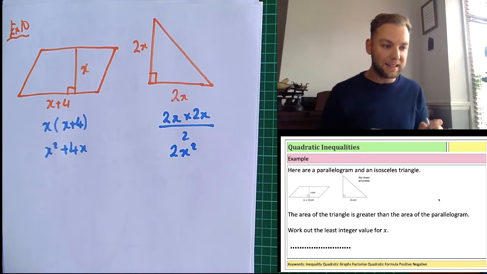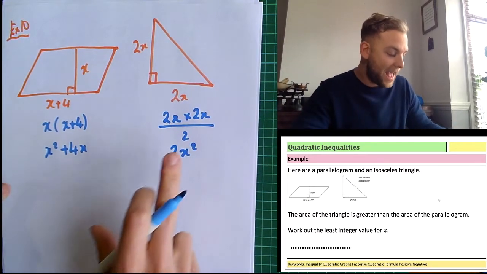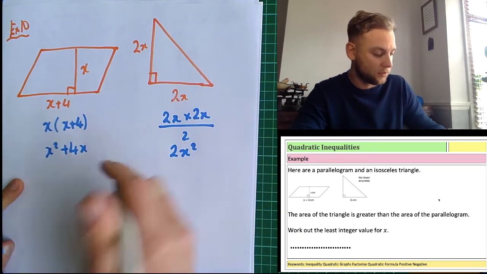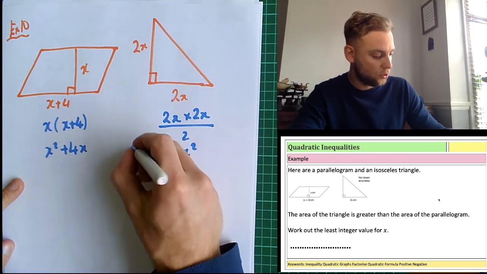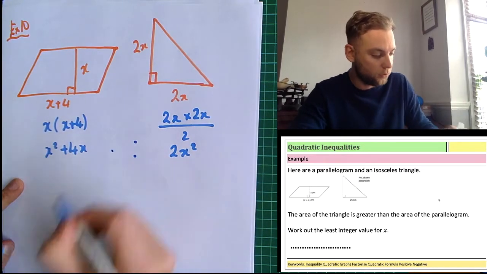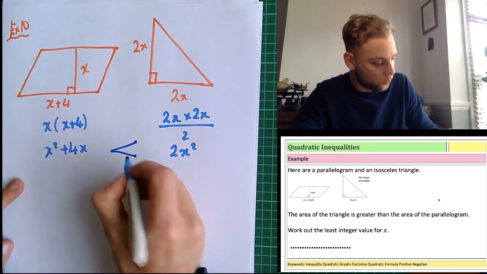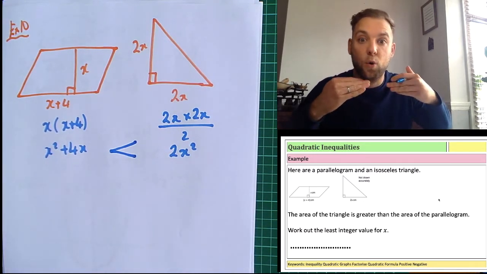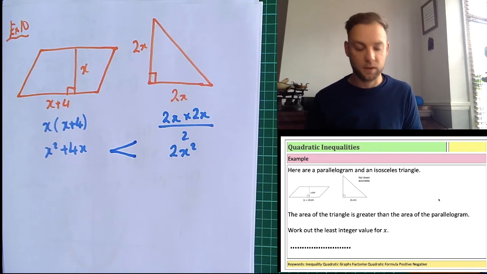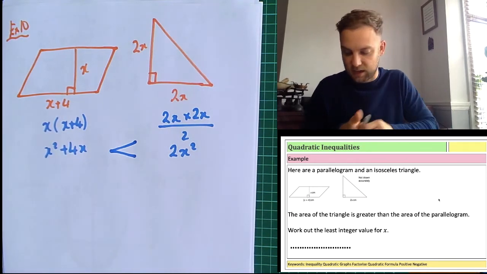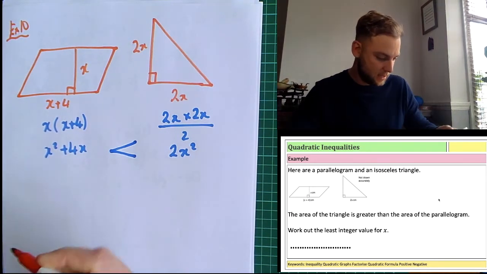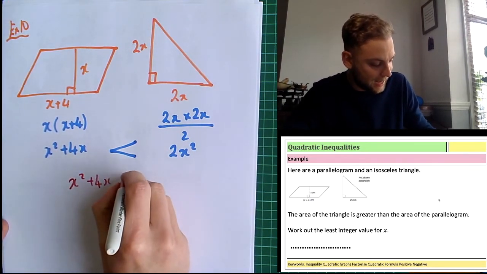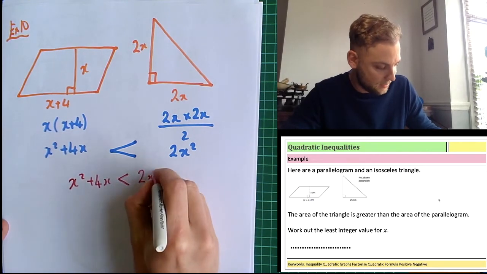Now, it says here that the area of the triangle is greater than the area of the parallelogram. So the way I do this, I do 2 dots on this side because it's greater than, and 1 dot on this side, and I'm saying that this is greater than the area of the parallelogram. So now I set up an equation that I can solve. Okay, so x squared plus 4x is less than 2x squared.